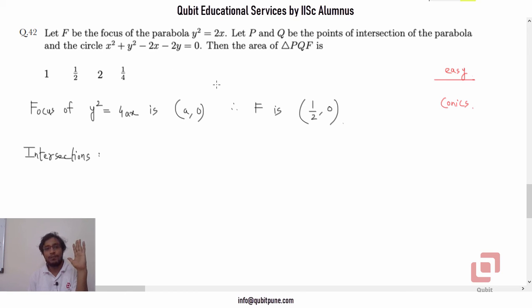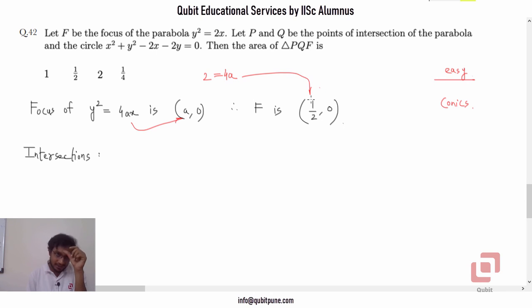First of all, you have to understand that if we have a parabola y squared equal to 4ax, then its focus will be (a, 0). So if you compare y squared equal to 2x with y squared equal to 4ax, you will get 2 equal to 4a, or a equal to 1 upon 2. Okay, so we have got one vertex of the triangle.